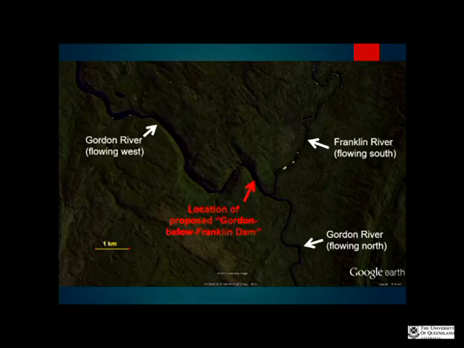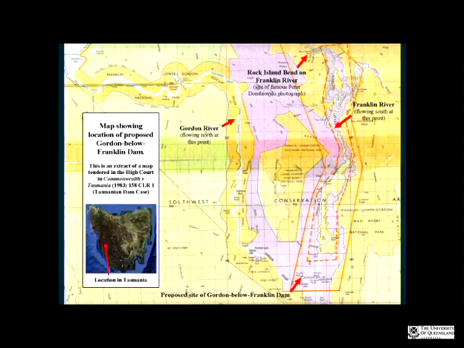So there it is there. You can see it's close to the intersection of the Franklin and the Gordon River. So this is the map that shows the location of the proposed dam and in the context of the flow of the river.